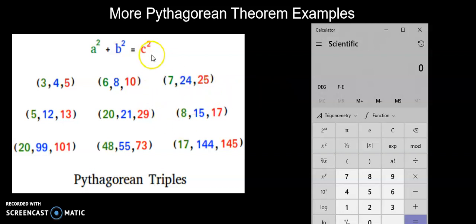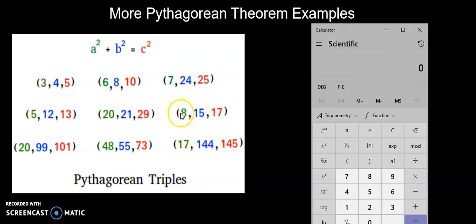So here I found a list of some Pythagorean triples. You can pause the video and try to see if these actually work. We know this one works. 3 squared plus 4 squared, that's 9 plus 16 equals 25. So that works. So try some of these other ones.